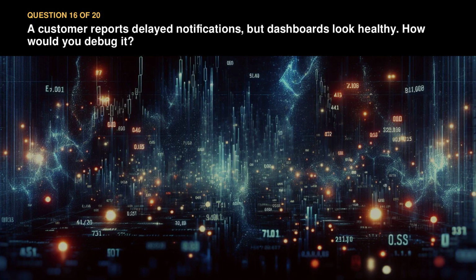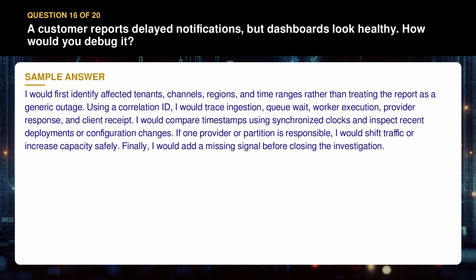Question 16. A customer reports delayed notifications, but dashboards look healthy. How would you debug it? I would first identify affected tenants, channels, regions, and time ranges rather than treating the report as a generic outage. Using a correlation ID, I would trace ingestion, queue wait, worker execution, provider response, and client receipt. I would compare timestamps using synchronized clocks and inspect recent deployments or configuration changes.